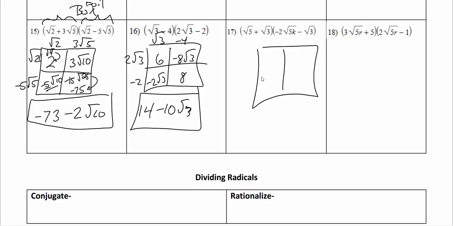Here we go. This one here, boom goes the dynamite. 5 root 3. Now we have a variable, but that doesn't matter. It's the same process. Negative 2 root 5k, and then a negative root 3. So let's multiply. Now this one here, I have a 25k that's going to be inside my root, but the k is going to stay there because there's only one of them, but the 5 is going to pop out, which makes it a negative 10.